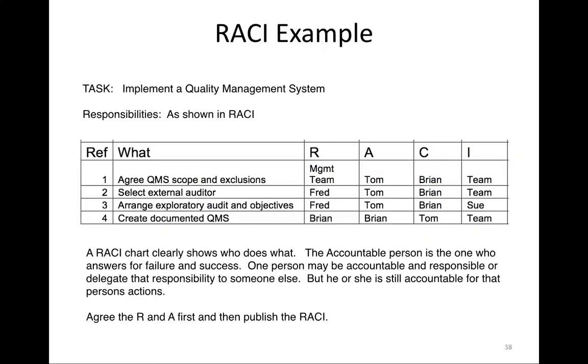The accountable person is the one who answers for failure and success. One person may be accountable and responsible or delegate that responsibility to somebody else, but that person is still accountable for that person's actions.